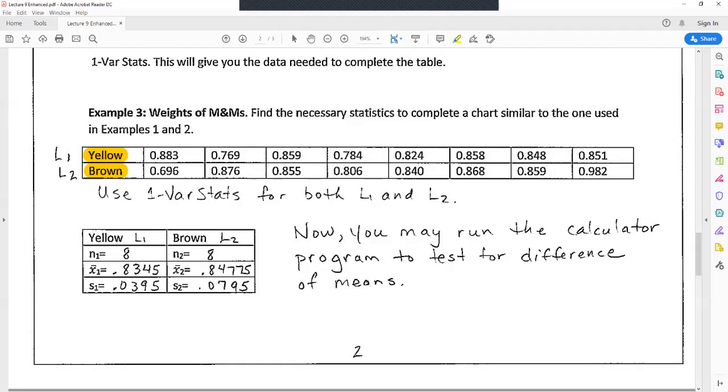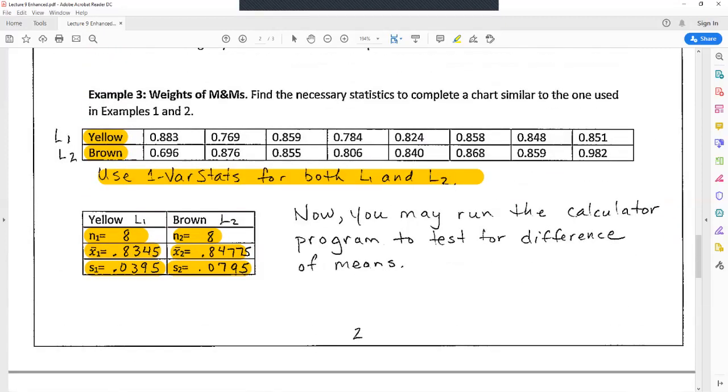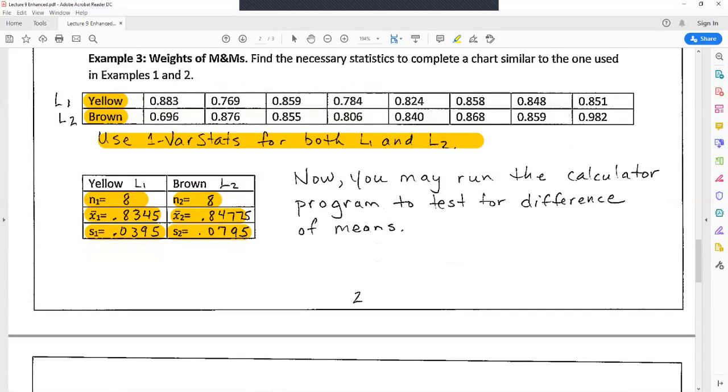And once we put all of that information into lists 1 and 2, we will run one variable stats twice. We will run it once for L1, and we will write down the summary statistics, and then we go back and run it for L2, which will give us the statistics for the brown M&Ms. Now that you have this information in table form, you can run the test just as we did in examples 1 and 2. I will leave it up to you to decide whether or not there's a difference in the weights between yellow and brown M&Ms.